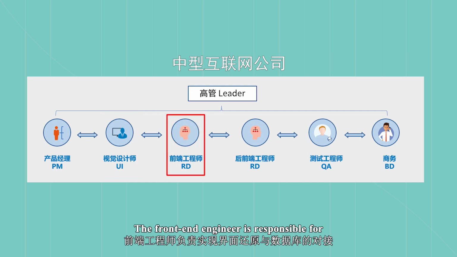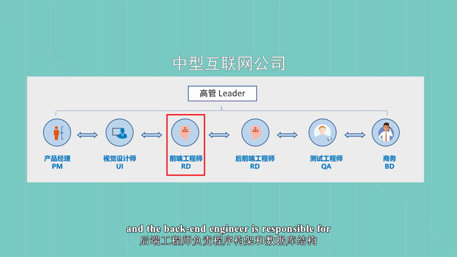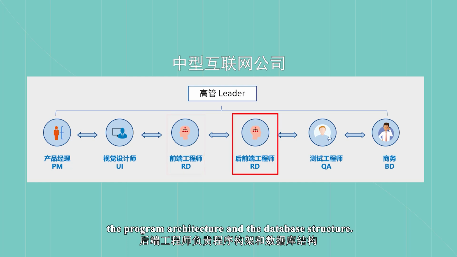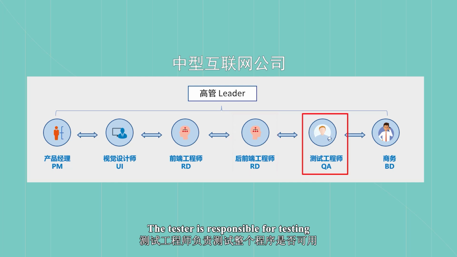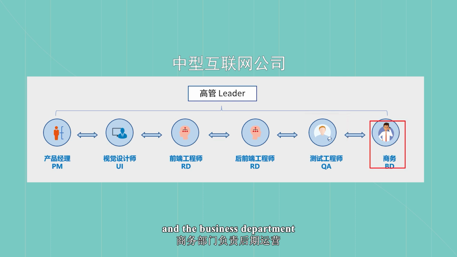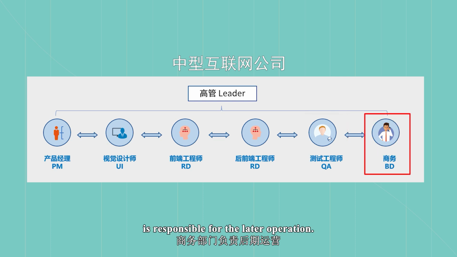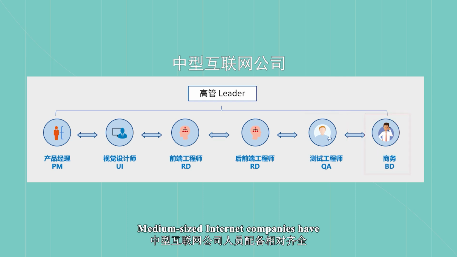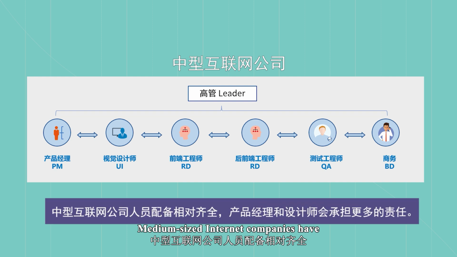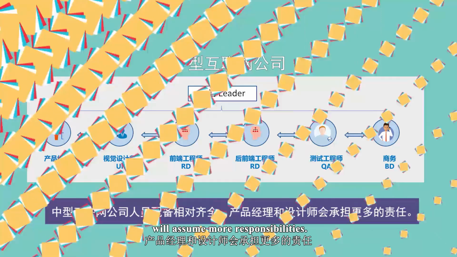The front-end engineer is responsible for implementing the restoration of the interface and docking with the database. And the back-end engineer is responsible for the program architecture and the database structure. The tester is responsible for testing whether the entire program is available, and the business department is responsible for the later operation. Medium-sized internet companies have a relatively complete staff allocation. Product managers and designers will assume more responsibilities.